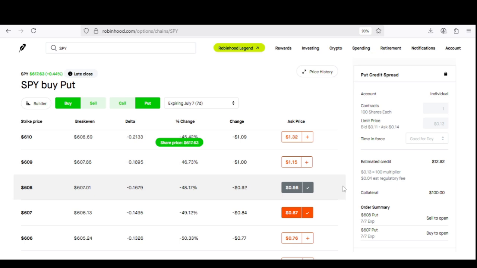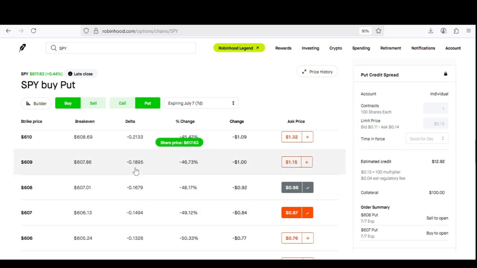Now, how does this trade work? In order for this trade to go in your favor, in order for you to win this trade, come expiration date of July 7th right here, all you need to happen is for this share price right here to stay above the 608 price right here. Now, the difference between the 617 here, let's round it off to 618, and the 608 is going to be about $10. So the share price literally needs to drop $10 in order for this trade to go against you, and it needs to drop an additional $1 to go below your 607 right here.